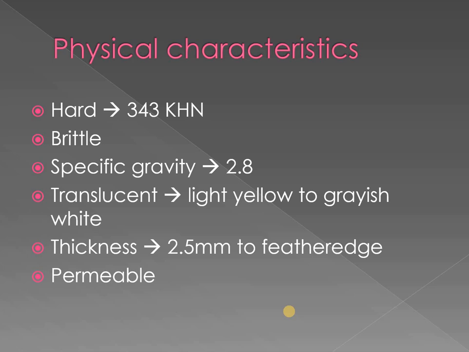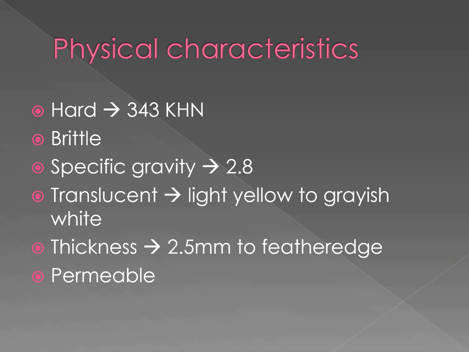Enamel is the hardest tissue in our body. It has a hardness of 343 KHN, where K stands for Knoop hardness number. Because of the excessive amount of minerals that are present, it is a very hard substance. But on the contrary, because it does not have enough organic content, it is very brittle. So very easily it will fracture and break down. It has a specific gravity of 2.8 and it is very translucent, giving a grayish color. So when you see enamel, you are actually seeing the dentine color through the enamel.